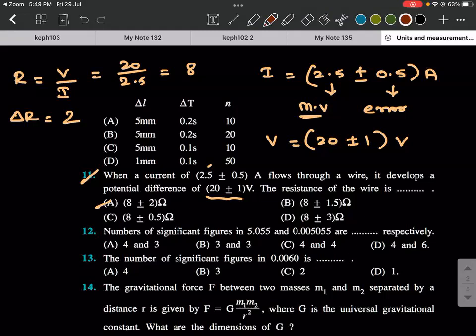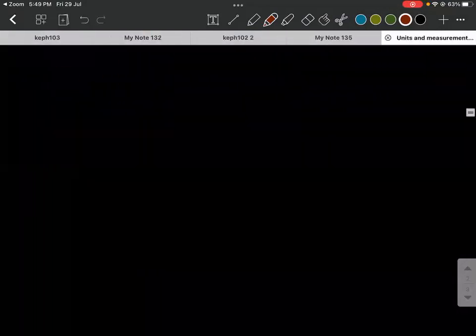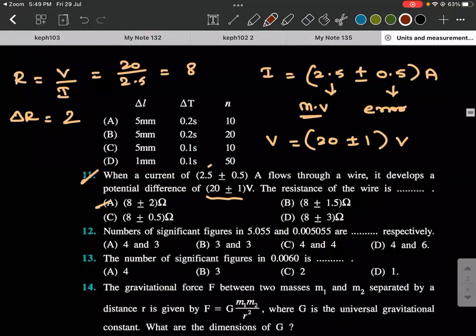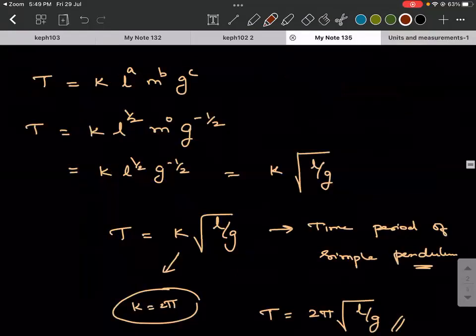Okay. So based on this, there are certain things that we need to know. See, for example, delta V by delta I, 1 by 0.5. Okay. So I actually did it separately.